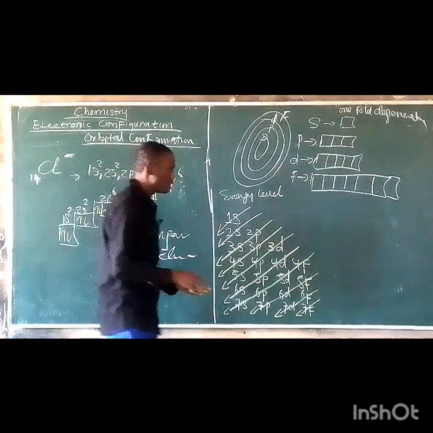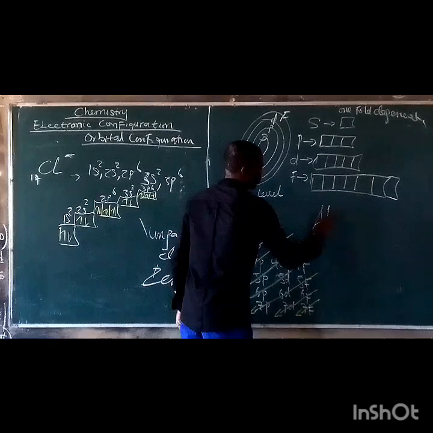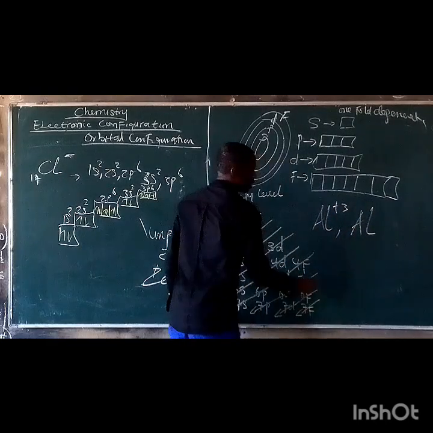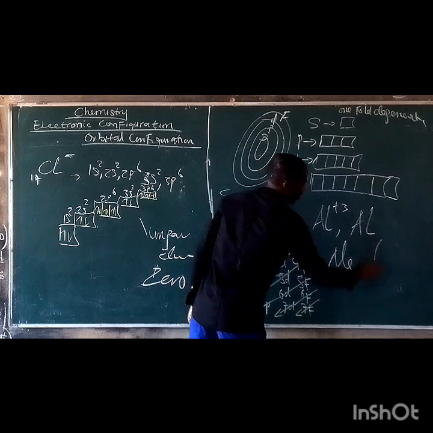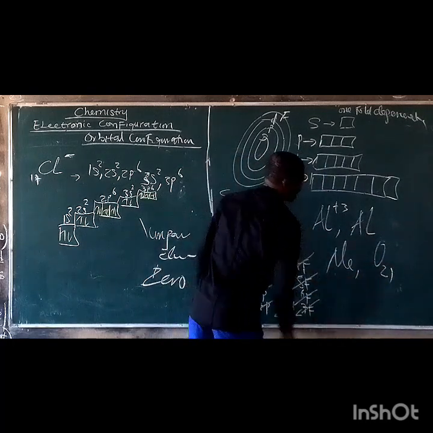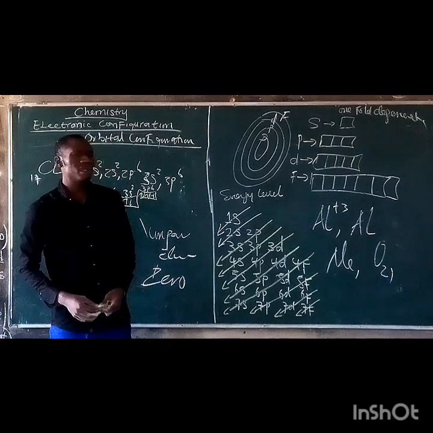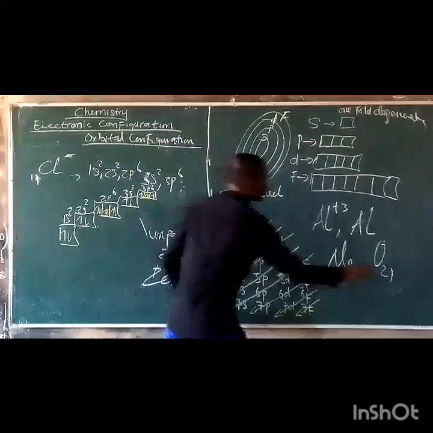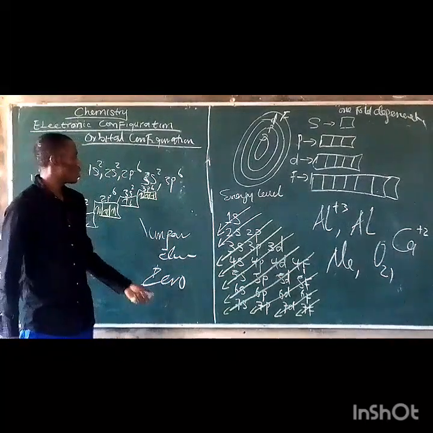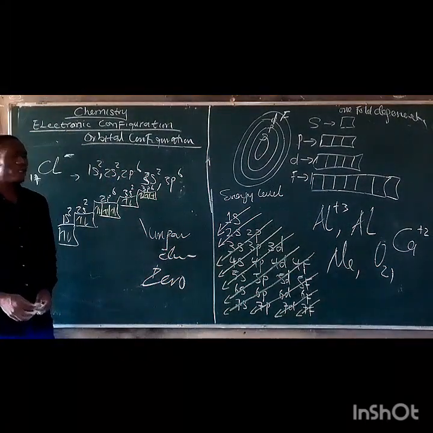I want you to try this out at home. Write the electron configuration of this. Then write for neon. Write for oxygen. Then you can drop the answer in the comment section. Also write for calcium, calcium plus 2 charge. You can drop the answer in the comment section.